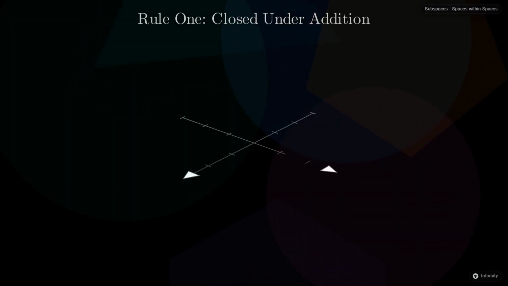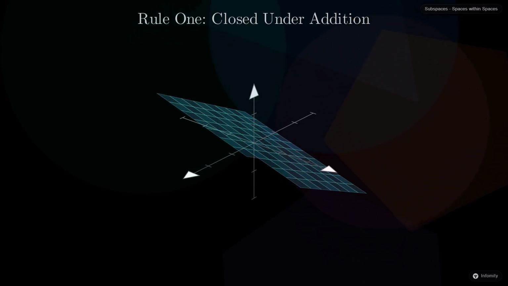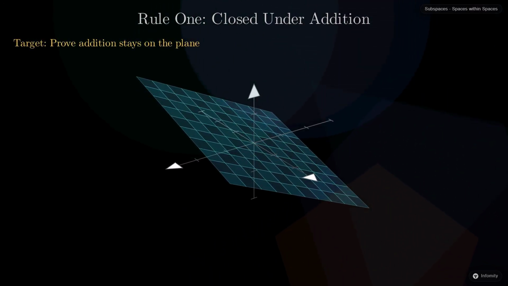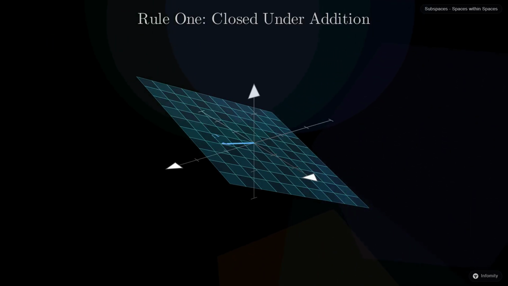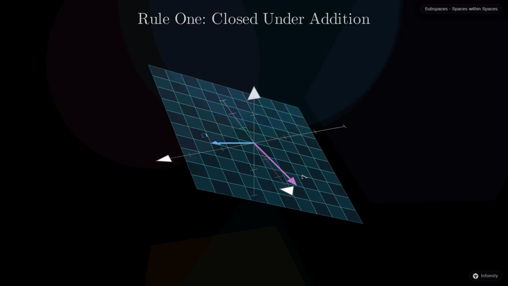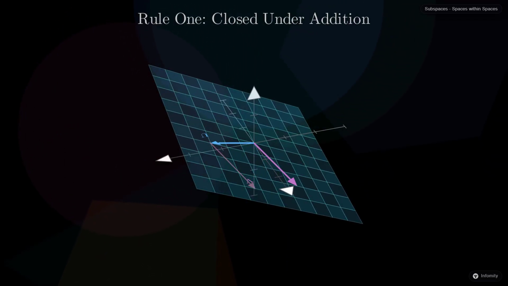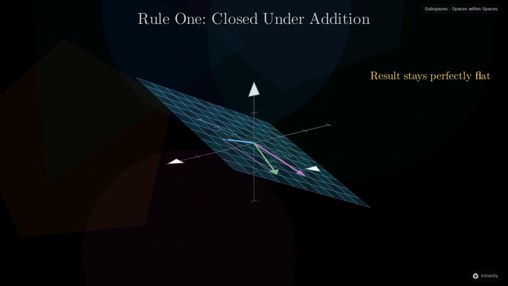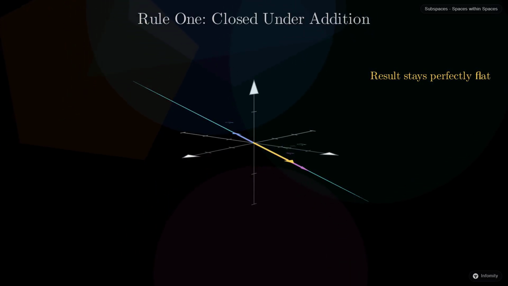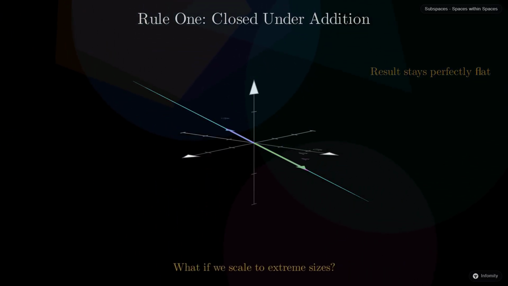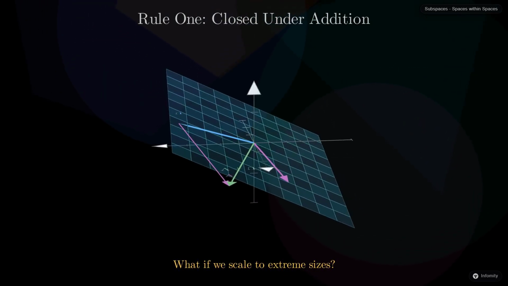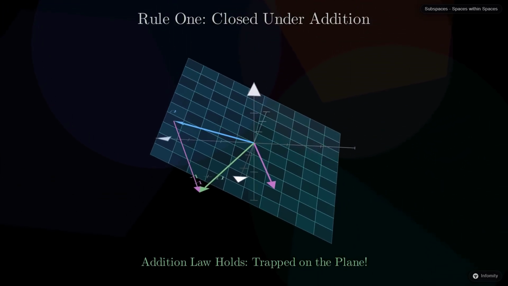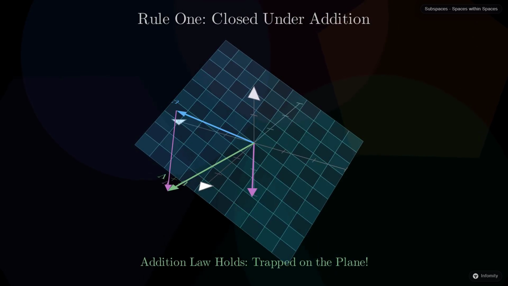Let us test the first rule of our mini-universe, closure under addition. Our target is to prove that adding vectors on this flat plane cannot push us off it. To do this, we select two vectors, u and v, both resting flat on our glowing sheet. Now we add them together by placing them tip to tail. But notice how the combined vector stretches out, yet remains perfectly flat against the surface. If we were to scale these vectors to extreme sizes, would they still remain trapped on the plane? Because of this perfect alignment, the result never lifts off the sheet and the addition law holds.